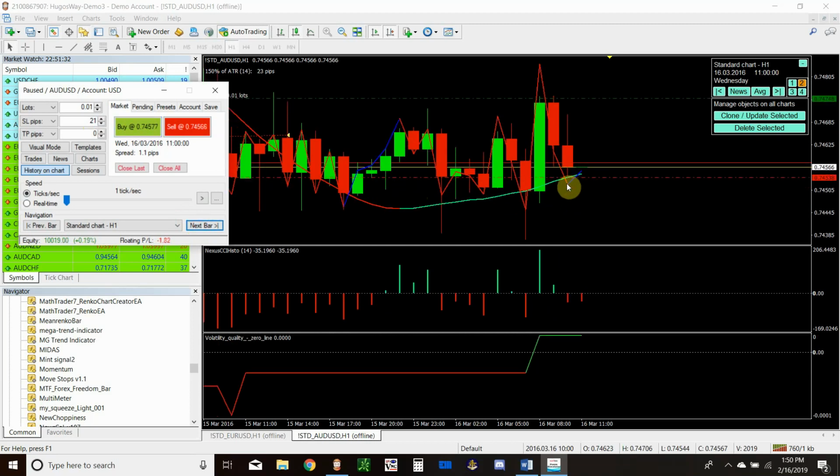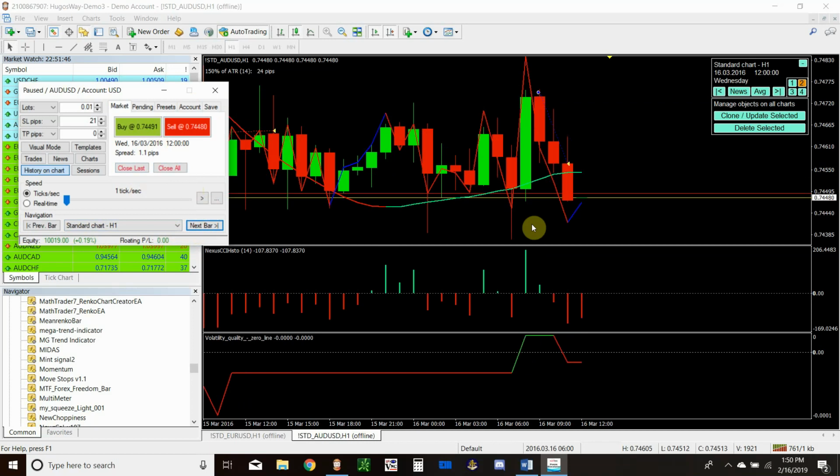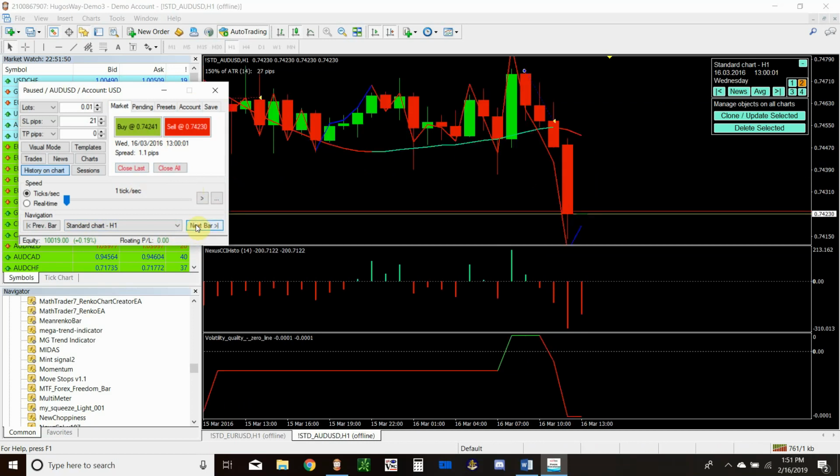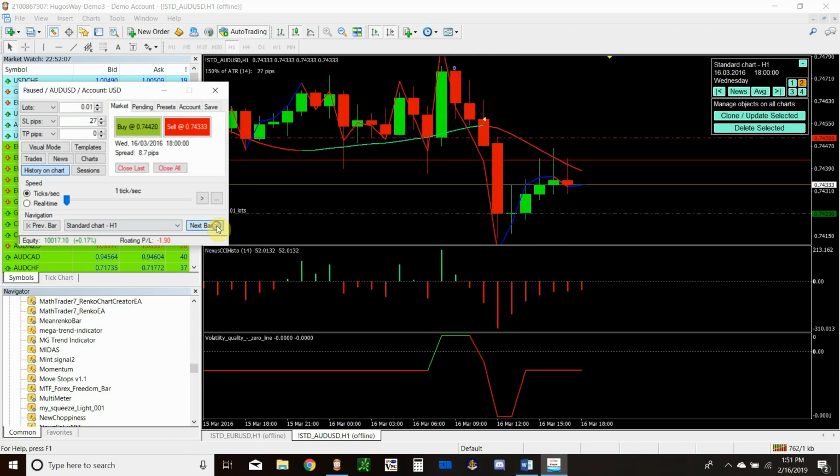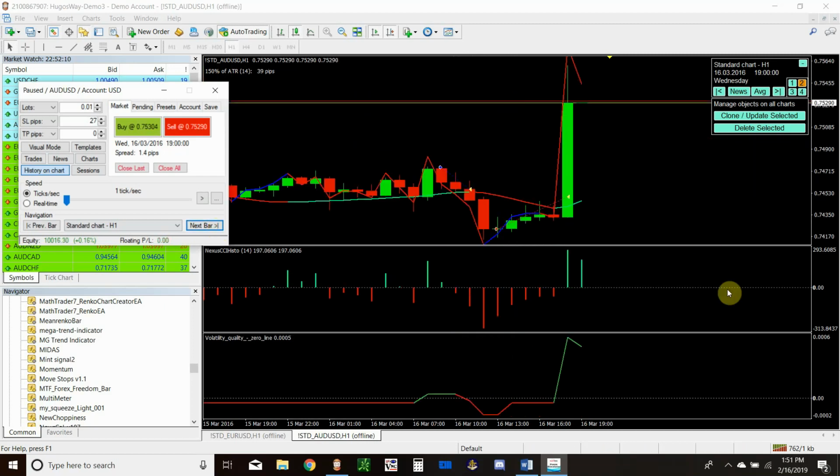Okay, so we got a crossover right here. We almost took out our stop. So go ahead and close it. Okay, so we would have got stopped out right there anyway. So it's a good thing we closed that. Okay, so we got a pretty big sell right here, 27. Whoa, that was a big candle.